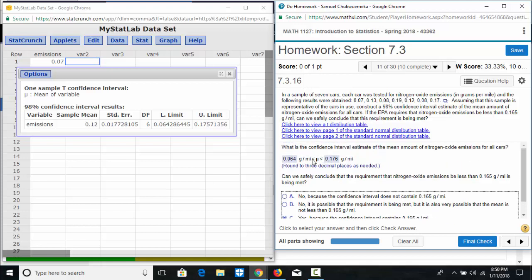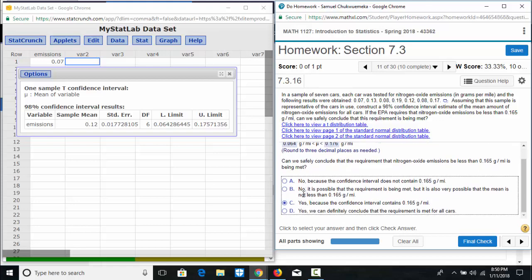As you look at this question, however, let's look at all the options. Okay, A, no, because the confidence interval does not contain 0.165 gram per mile. So you eliminate A. B, no, it is possible that the requirement is being met, but it is also very possible that the mean is not less than 0.165 gram per mile. So the correct option now would be B. Okay.